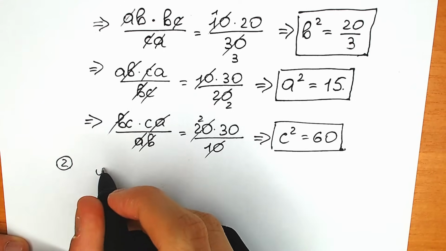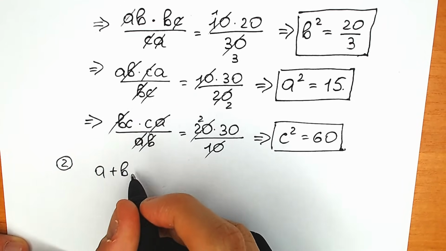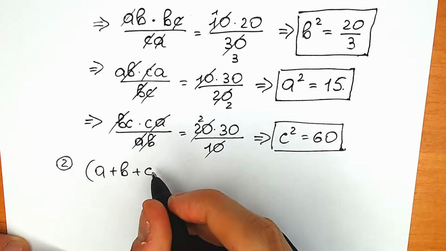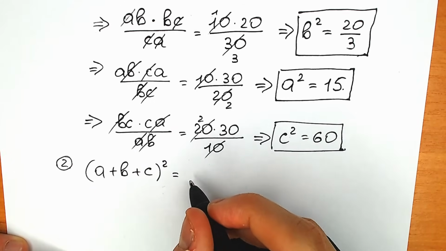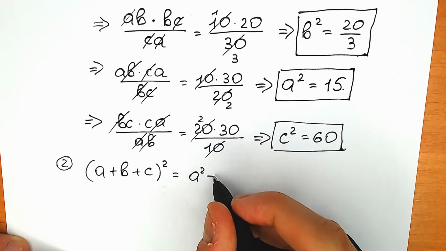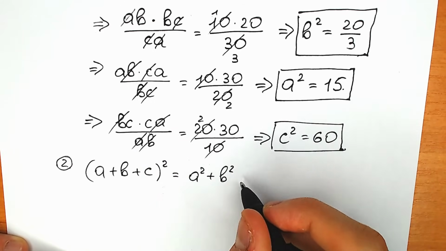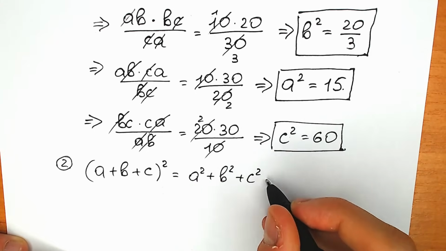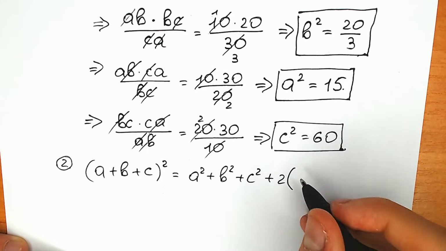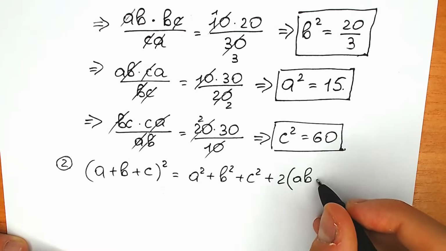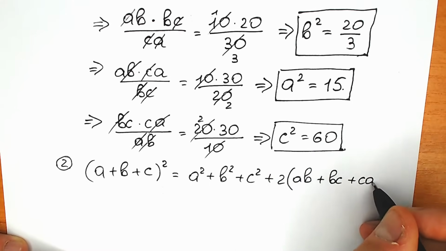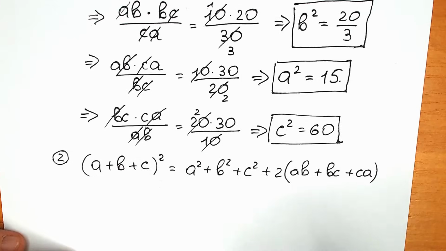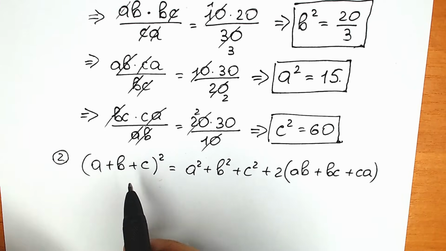It looks like that. So when we have A plus B plus C, when we raise this to the second power, as a result, this is equal to A square plus B square plus C square and plus 2 times AB plus BC and plus CA. Okay, I really hope you understand. This is an algebraic expression, a well-known expression.